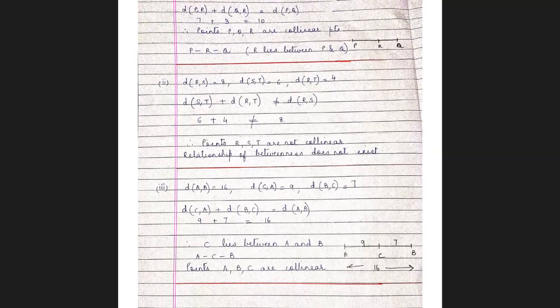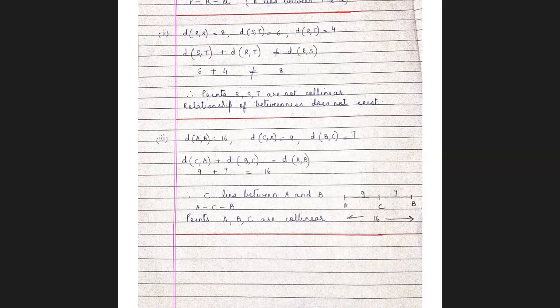So write it down. Distance of ST plus distance of RT is not equal to distance of RS. 6 plus 4 is not equal to 8. In such a case, you know that the points R, S, T are not collinear. That means the relationship of betweenness does not exist. Part of your question also is to check whether the relationship of betweenness exists between the 3 points. Since they do not lie on a straight line, this relationship of betweenness will not exist between the 3 points.